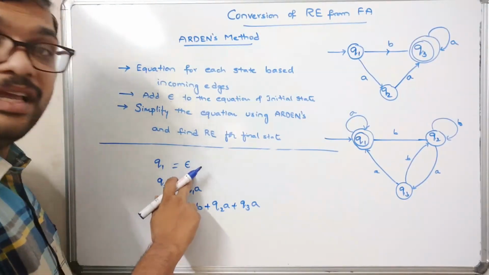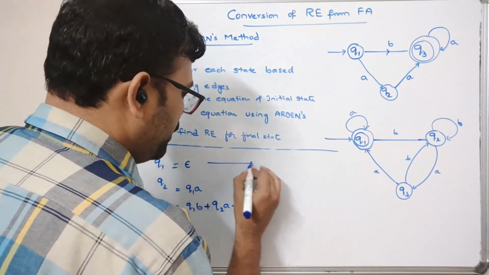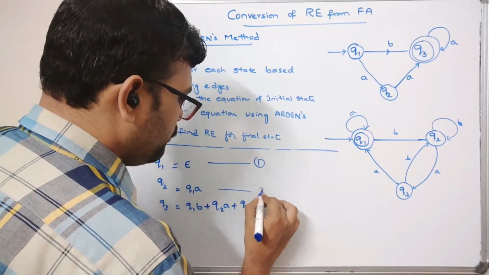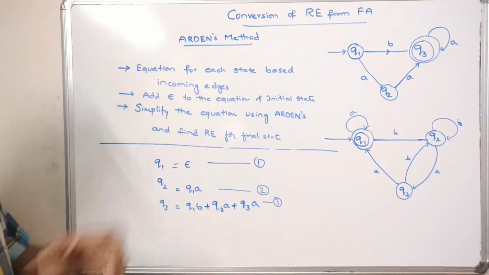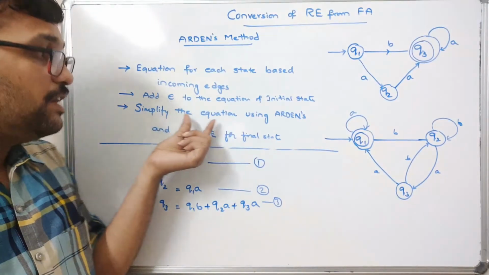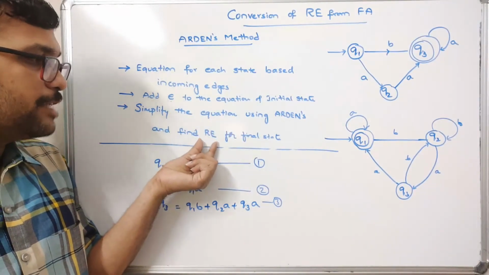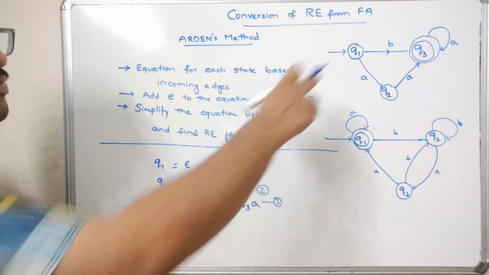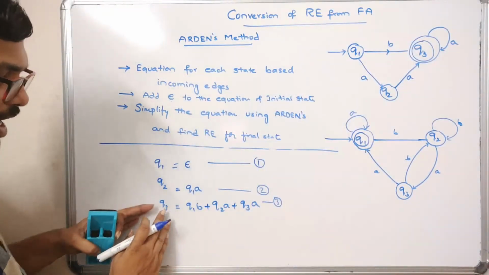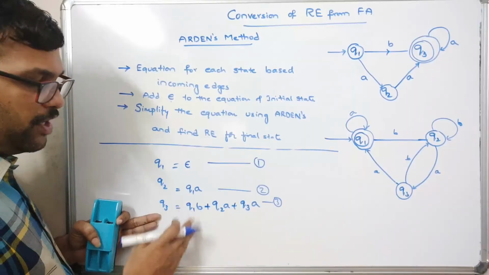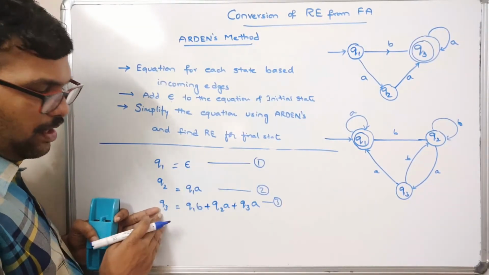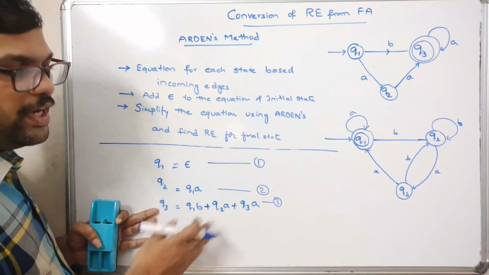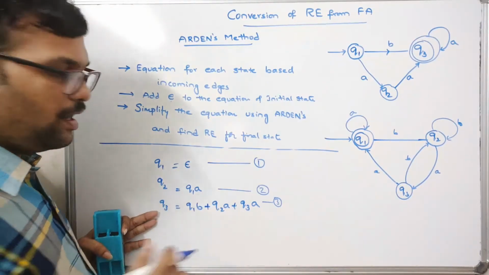So that's why I have added epsilon, right? So let it be equation 1, this is equation 2, and this is equation 3. So what we have to do is simplify the equations and find the regular expression for only the final state. Here the final state is Q3, so we need to find Q3, right? We need to apply the equations in the final state so that we get the final regular expression.